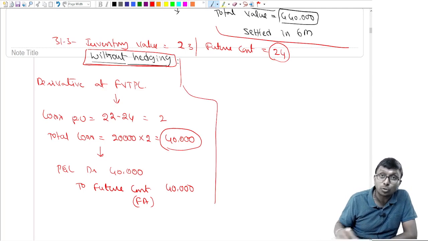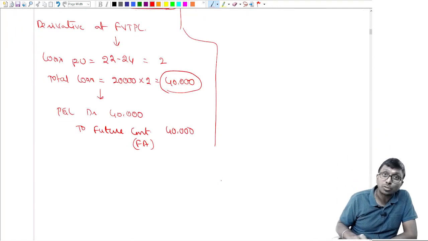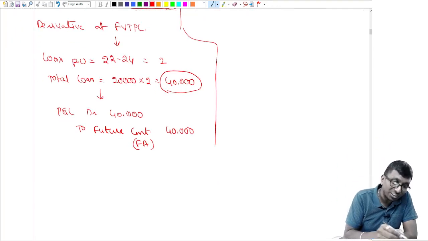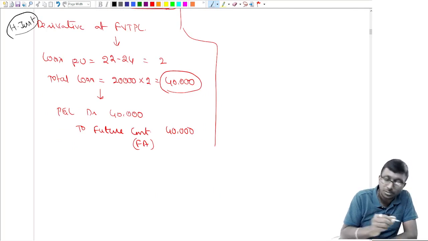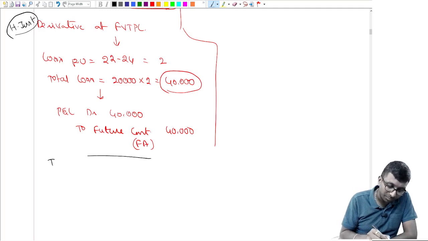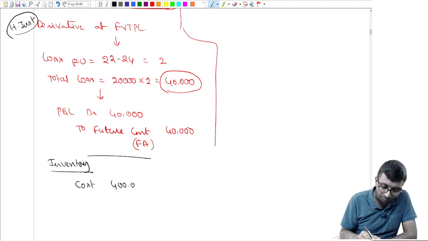This is with respect to the future, which is the hedging instrument. Can I say hedging instrument? Yes. But what about the inventory, my dear? What about the inventory? What is your cost? Your cost is equal to 4 lakh.